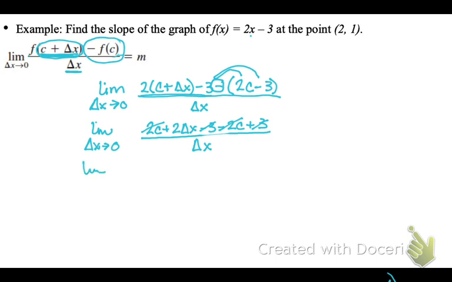The limit as change of x approaches 0 of 2 change of x over the change of x. Now how can I simplify that? It's just 2. So I have the limit of the change of x as x approaches 0 of 2, which is what? 2.